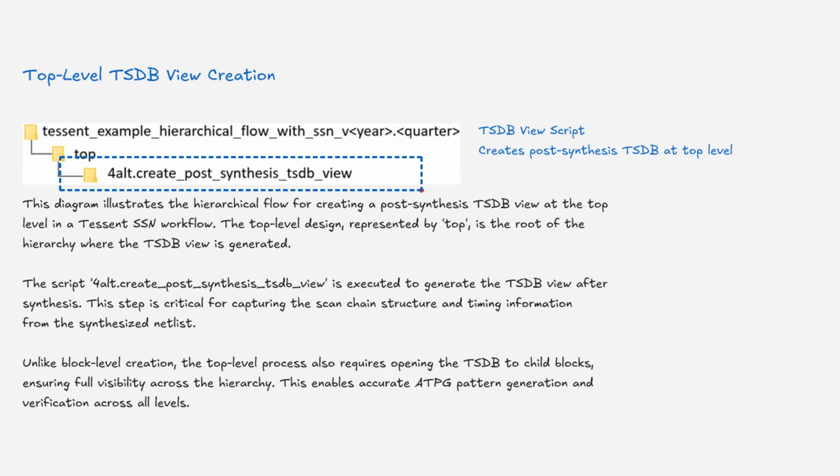This diagram illustrates the hierarchical flow for creating a post-synthesis TSDB view at the top level in a Tessent SSN workflow. The top-level design, represented by top, is the root of the hierarchy where the TSDB view is generated. The script for create post-synthesis TSDB view is executed to generate the TSDB view after synthesis. This step is critical for capturing the scan chain structure and timing information from the synthesized netlist. Unlike block-level creation, the top-level process also requires opening the TSDB to child blocks, ensuring full visibility across the hierarchy. This enables accurate ATPG pattern generation and verification across all levels.